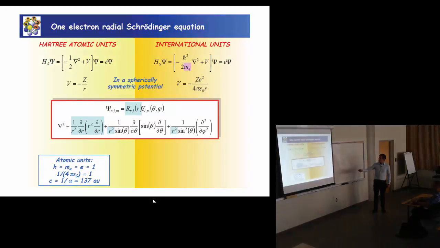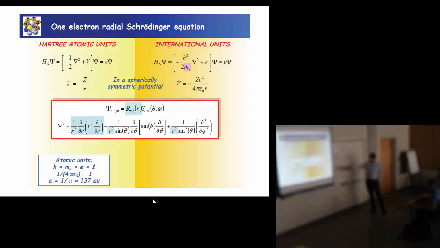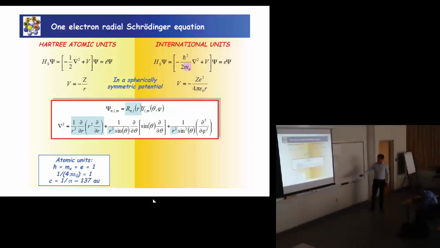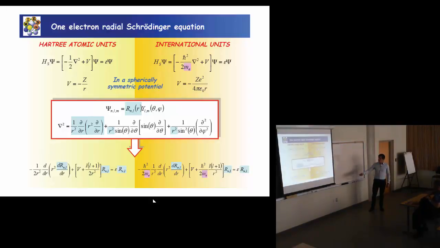If you express this equation using a spherical symmetric potential, which is expressed here, so very simple potential, you can decompose the wave function in a radial function and angular function, and you obtain the two following equations, so in atomic units and in international units. And what you see is that the mass of the electron will appear in two different terms. And this will be the place where you will have relativistic effect related to the increase of mass.